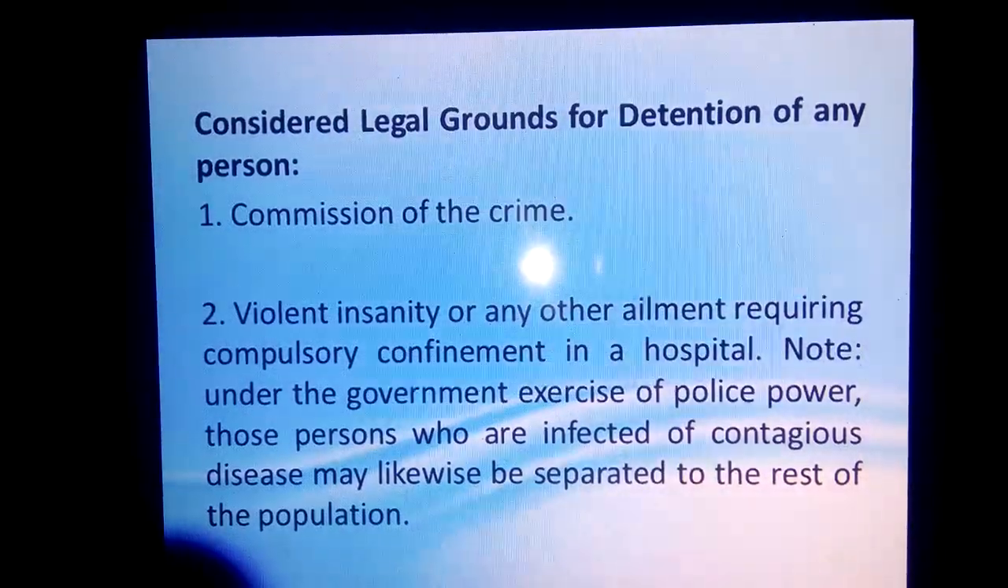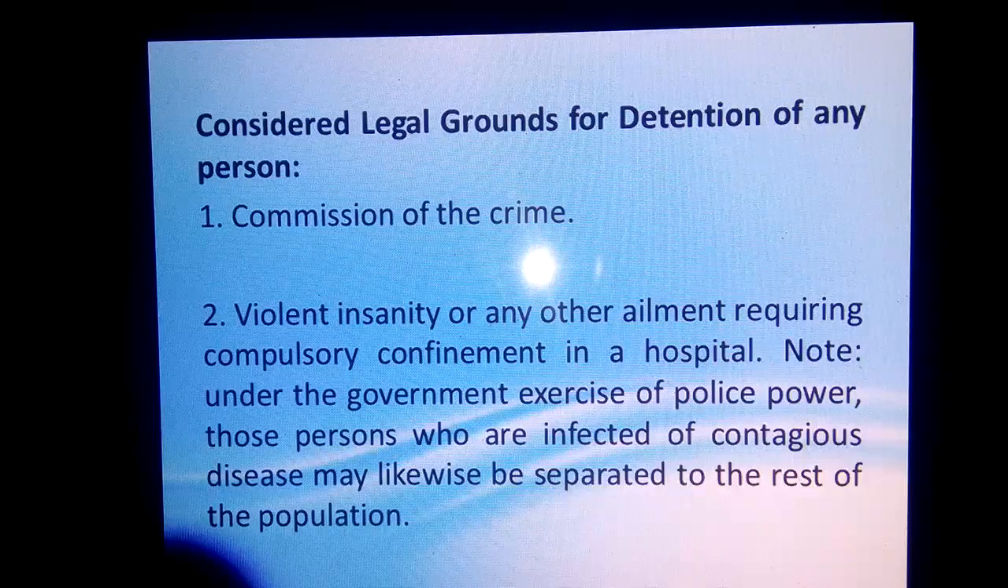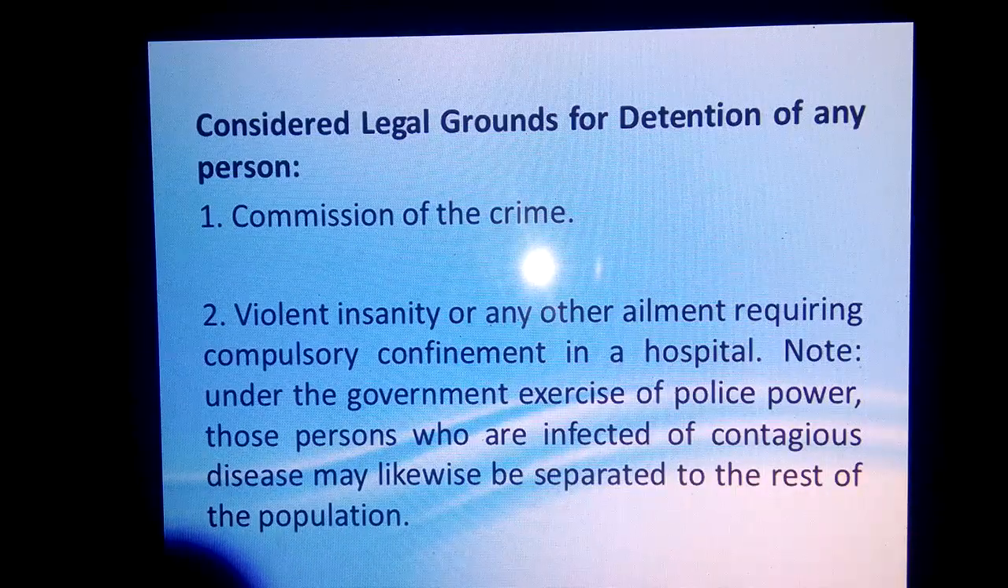Second is violent insanity or any other ailment requiring compulsory confinement in a hospital. So, ibig sabihin, these are those individuals who don't commit any crimes. Instead, they have violent insanity or ailment, sakit, that requires compulsory confinement in a hospital, or sometimes we call it hospital arrest, that needs to be addressed for their welfare. Note that under the government's exercise of police power, those persons who are infected with contagious disease may likewise be separated from the rest of the population.